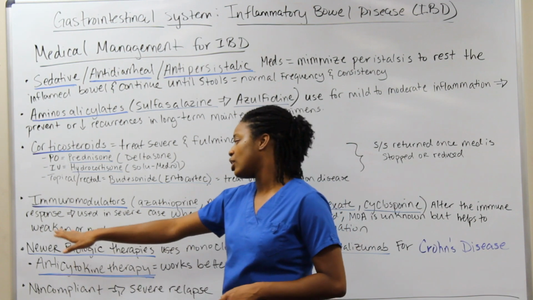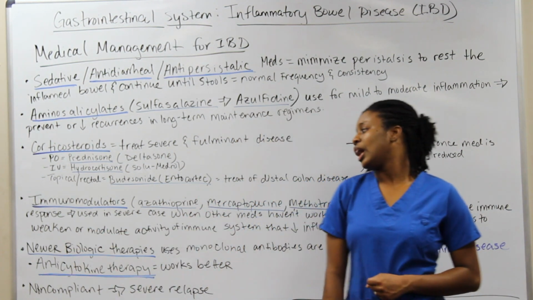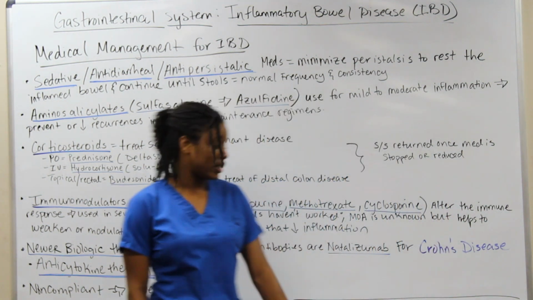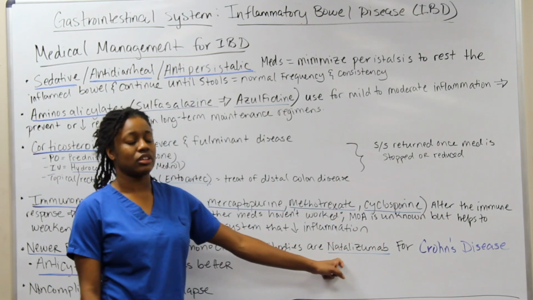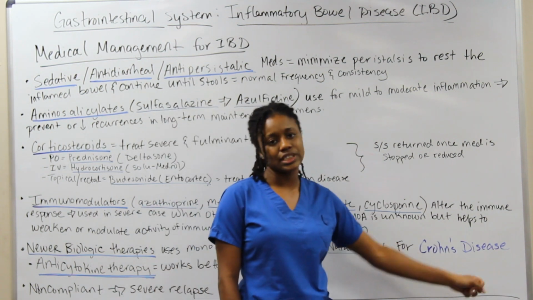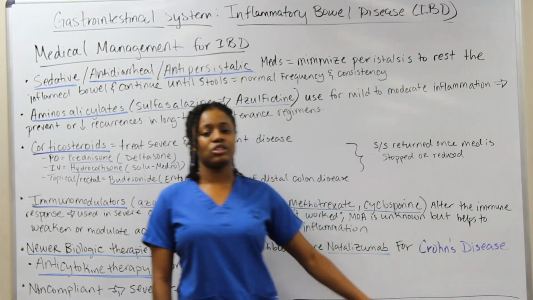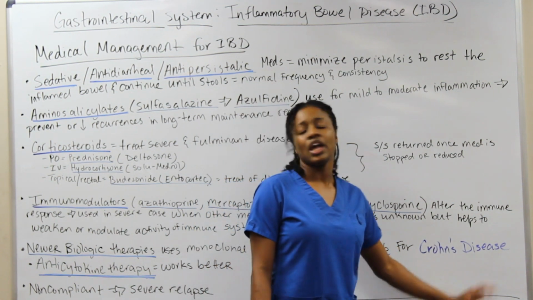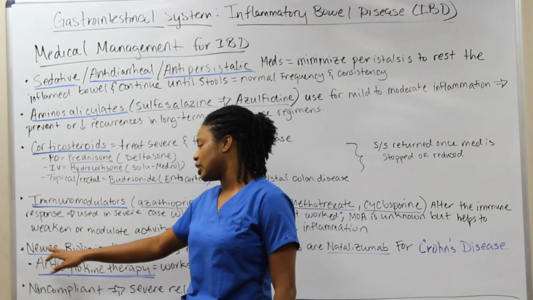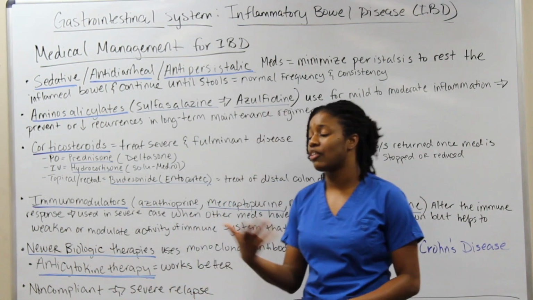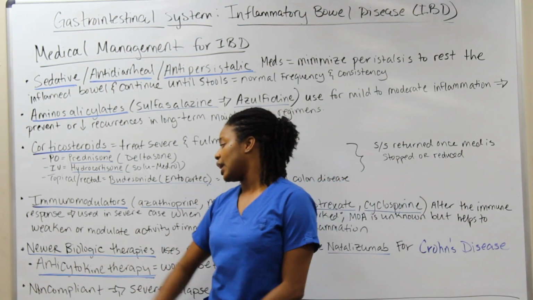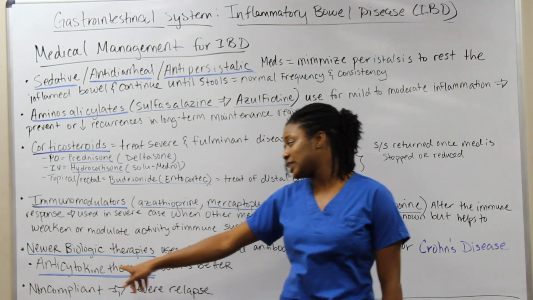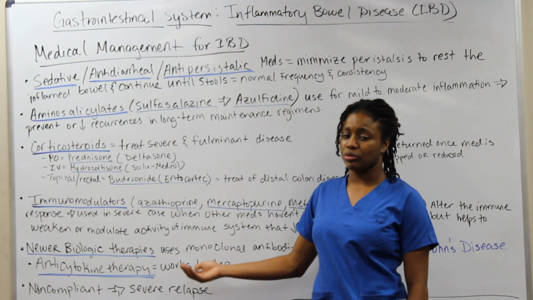Also, you have newer biological therapies, and with those, they use the monoclonal antibodies. This medication here is an example, and they use this more for Crohn's disease. That's why I highlighted it here, so that you know this is specifically for Crohn's disease, not so much ulcerative colitis. But they have made newer medications that are working better, and this is the type of therapy that they use, anti-cytokine therapy, and this one works a lot better.